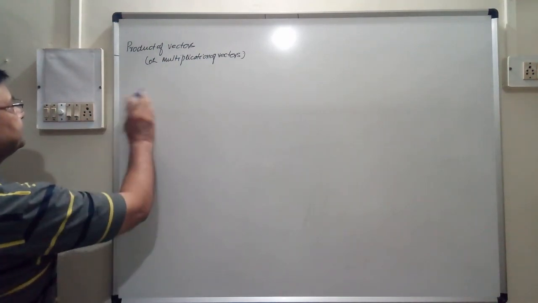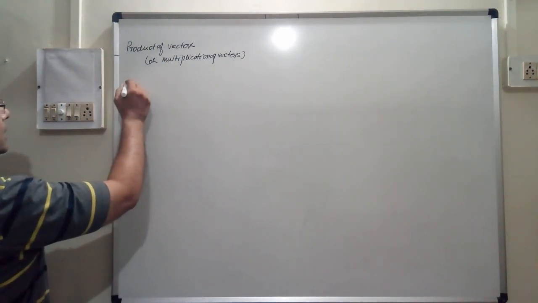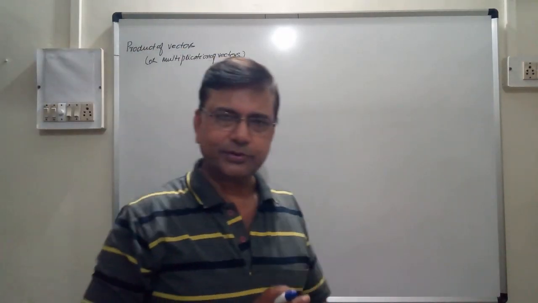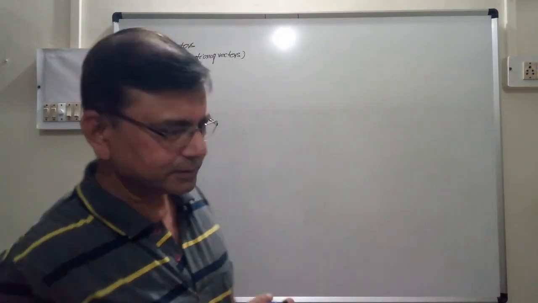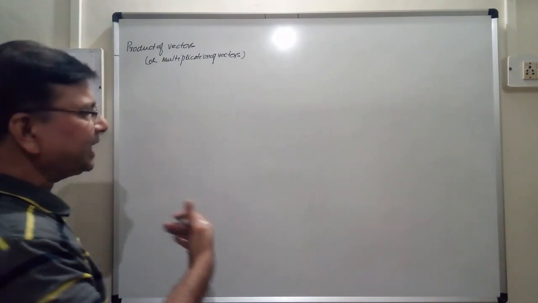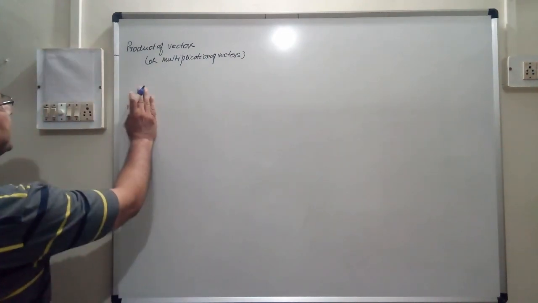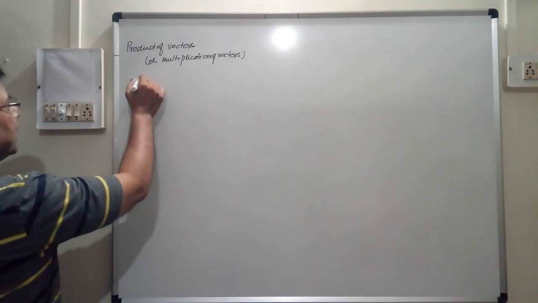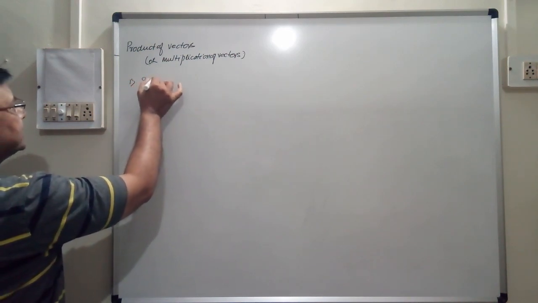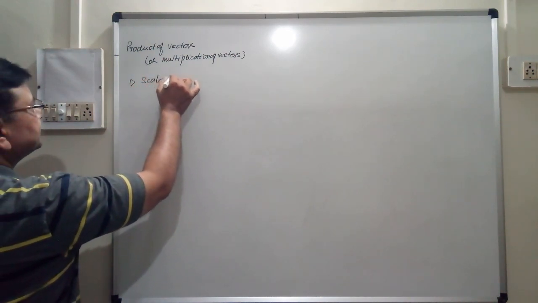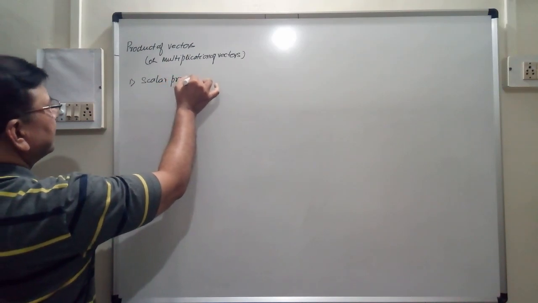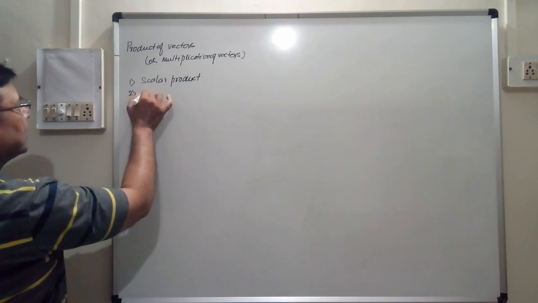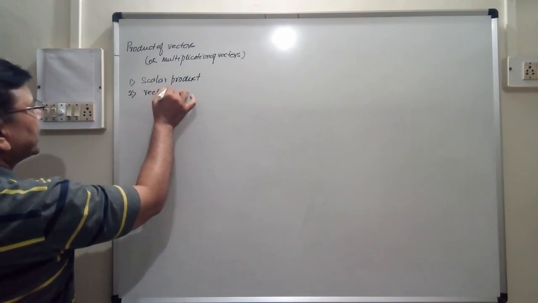So if A and B are two vectors, then vector multiplication is given by two types. First is called scalar product, and the second one is called vector product.